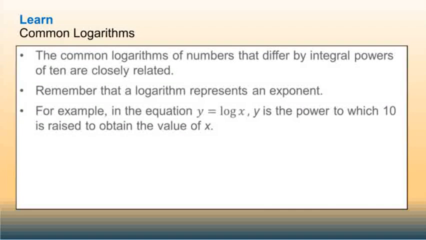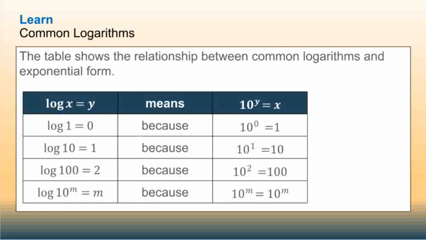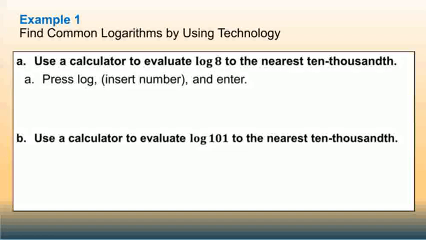The common logarithms of numbers that differ by integral powers of 10 are closely related. Remember that a logarithm represents an exponent. So for example, in the equation y equals log base 10 of x, y is the power to which 10 is raised to obtain the value of x. So the table here shows the relationship between common logarithms and exponential form. So log base 10 of 1 equals 0 because 10 to the 0 power is 1. Log base 10 of 10 is equal to 1 because 10 to the first power is 10, and so forth. We're going to use that to help us solve these.